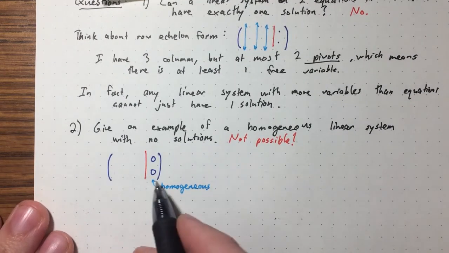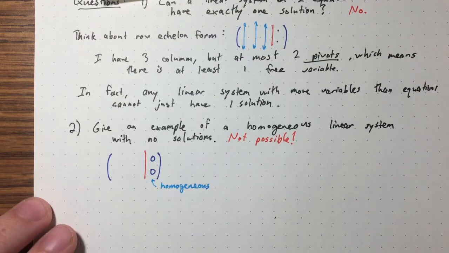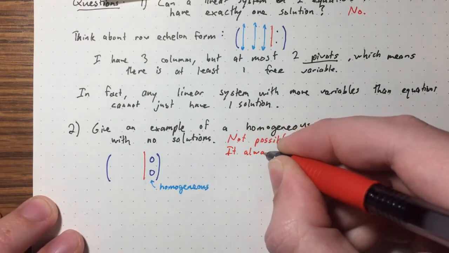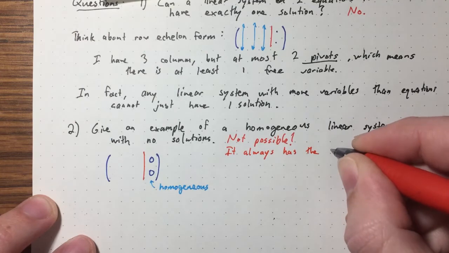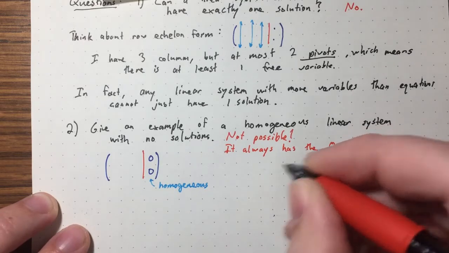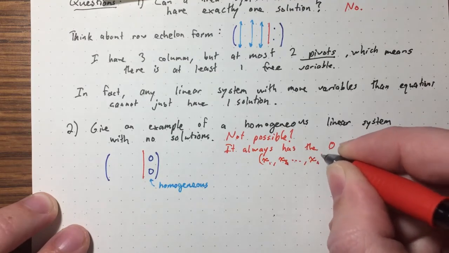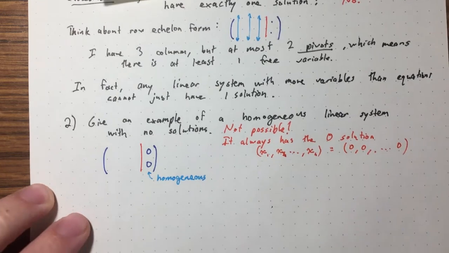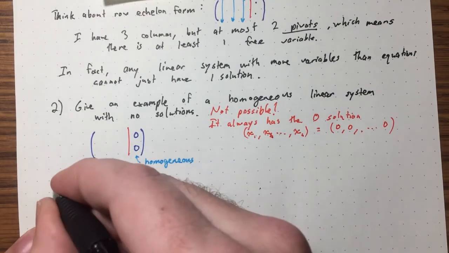And so a homogeneous linear system will always have at least one solution. And that's the zero solution. I think I might have mentioned this in a previous lecture also, but it always has the zero solution. What is the zero solution? Meaning just x1, x2, I don't know how many variables we have, to xn is just 0, 0, 0, 0, 0, 0, 0. Okay, so it's not possible.